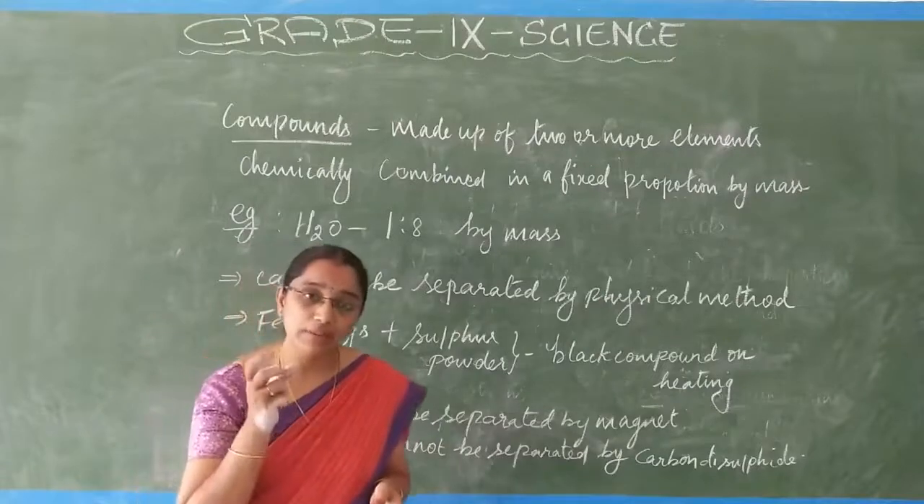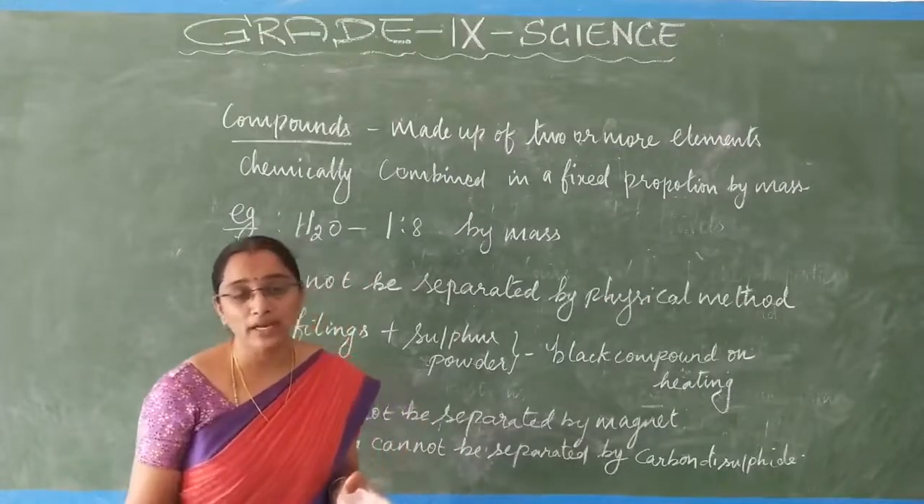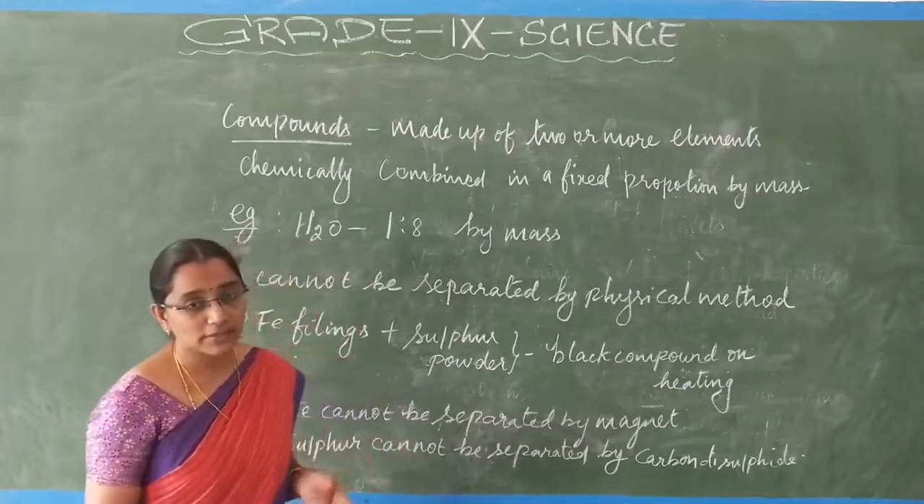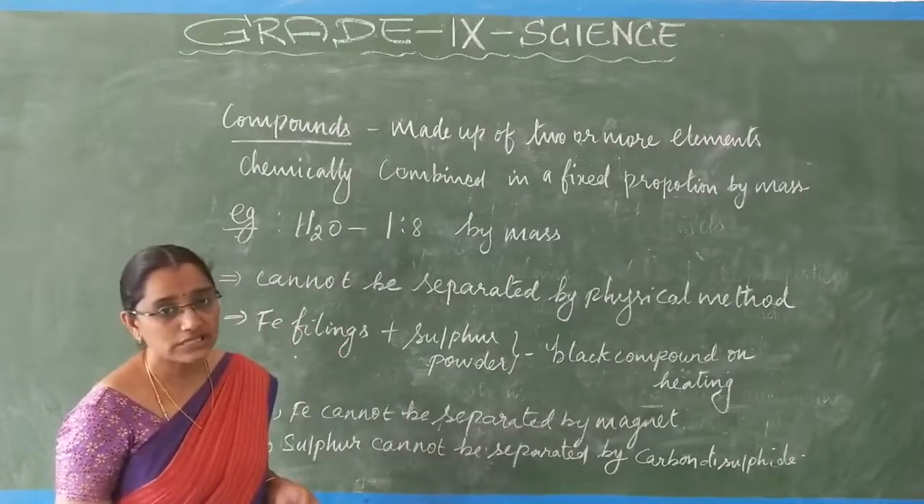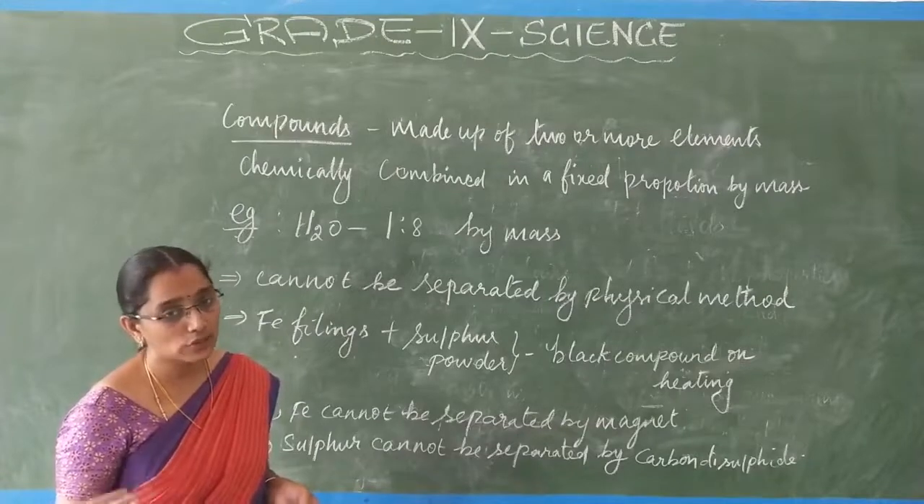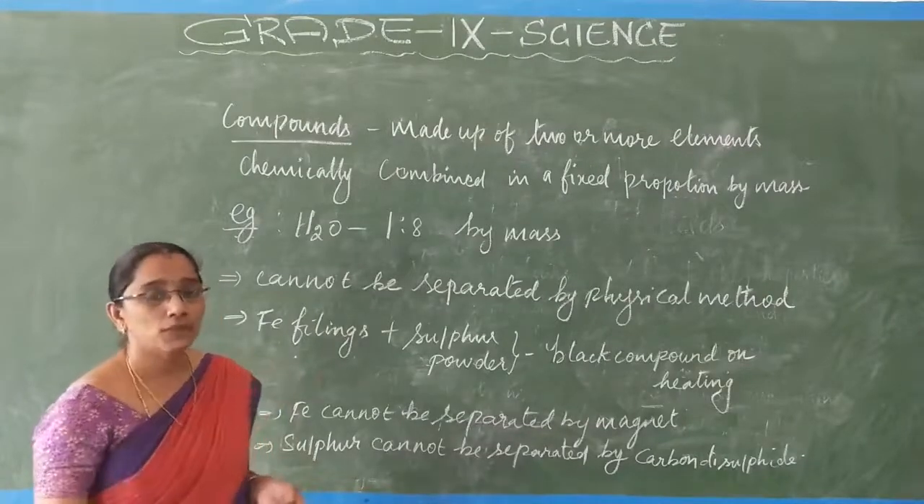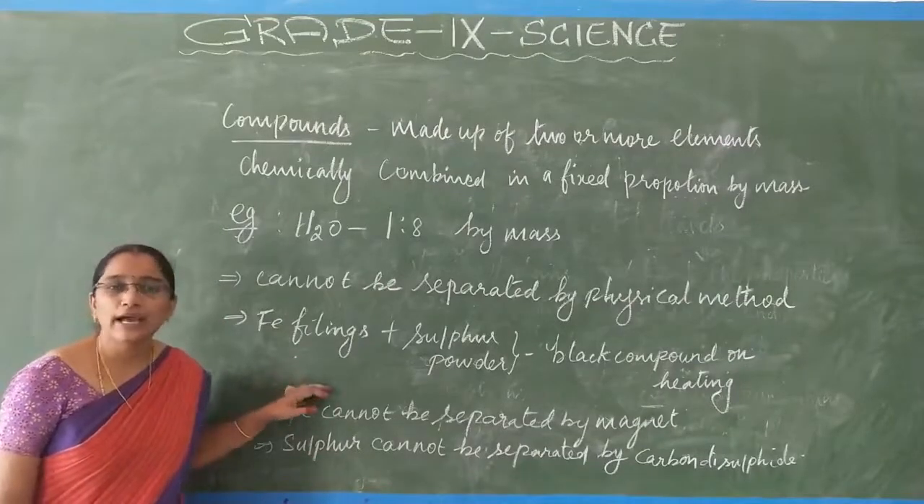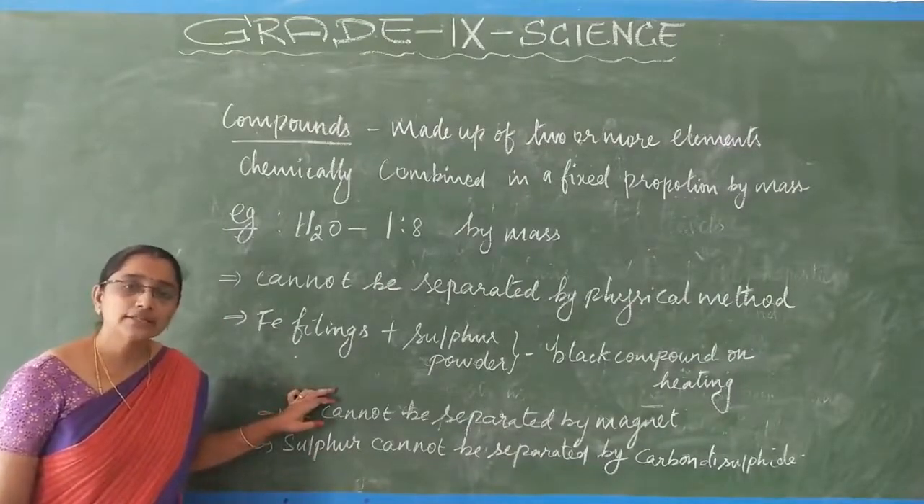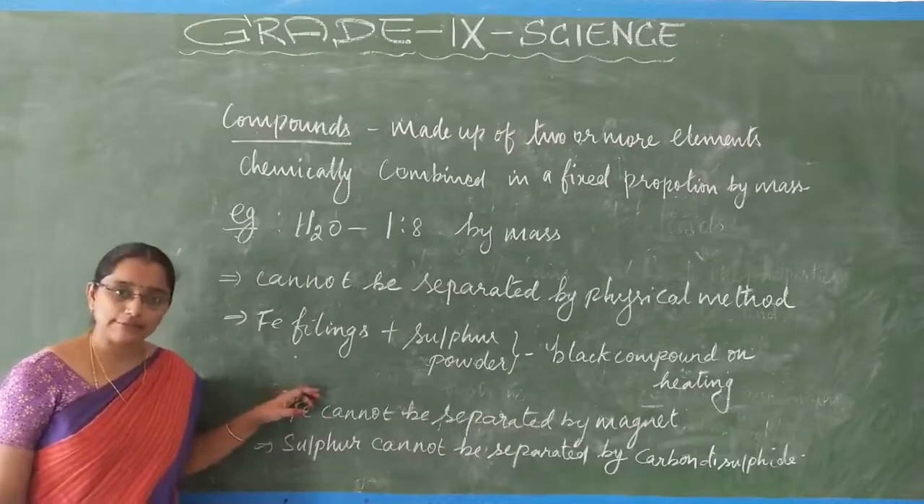By using the chemical method alone, we are able to separate out the compounds. By physical methods, such as separating funnel or filtration or evaporation or crystallization, in any of the methods, we cannot separate out these compounds. Okay, and if I come to another example, iron sulfide. Iron sulfide contains iron filings as well as sulfur powder.